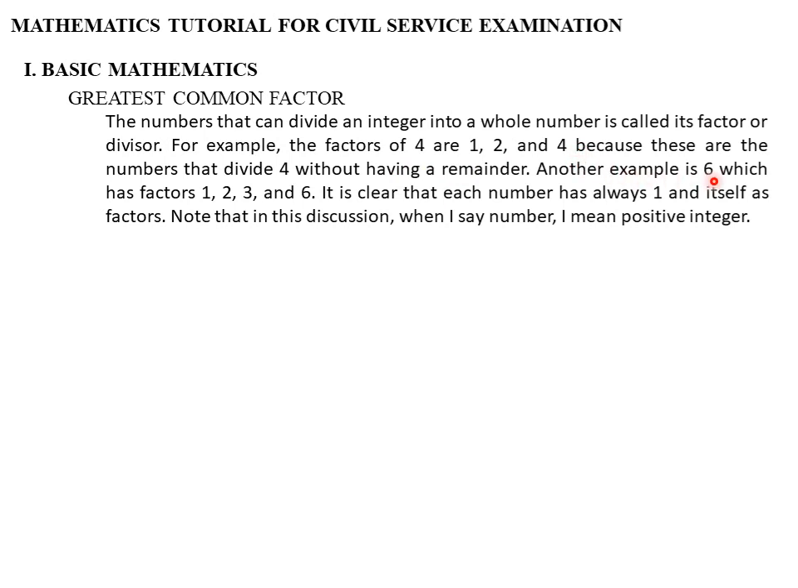For another example is 6, which has factors of 1, 2, 3, and 6. Okay, it is clear that each number always has 1 and itself as a factor. That's true. So 6 times 1 is 6. So 6 is a factor of 6. Okay? So the number itself and 1 is always a factor of the number. Note that in this discussion, when I say number, I mean a positive integer.